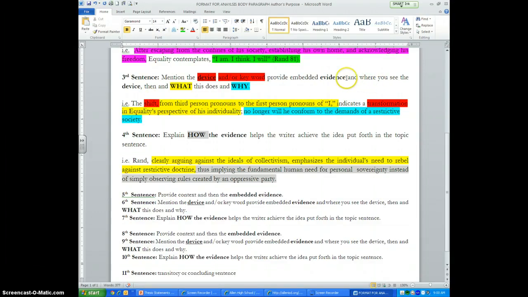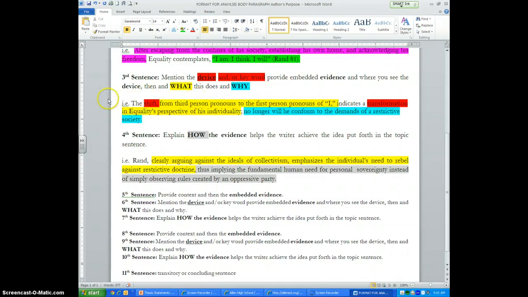Also, you need to show me where from the embedded evidence you see the device. So since I'm talking about the shift in the pronouns, I'm going to need to somewhere in my sentence reference where I saw that. So obviously it's the "I," because that's the first person pronoun. Then I'm going to provide what it is doing and why this is important.